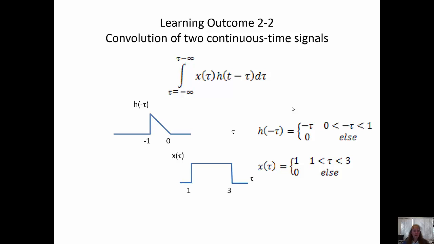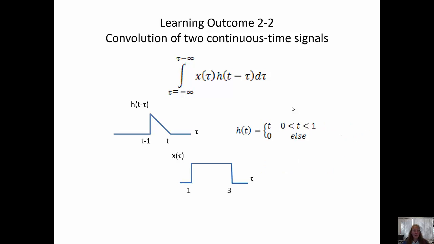When we work things out, we've got an h of minus tau, which does a flipping of our signal, same as we've seen before. Mathematically, we're really looking for h of t minus tau, where h of t minus tau has our flipped signal, similar to what we had before. The range of values is t minus 1 to t, as we've seen before. But now let's take our h of t, and we'll replace all of our t's with a t minus tau. When we do this, we have our h of t minus tau is t minus tau from 0 less than t minus tau less than 1.